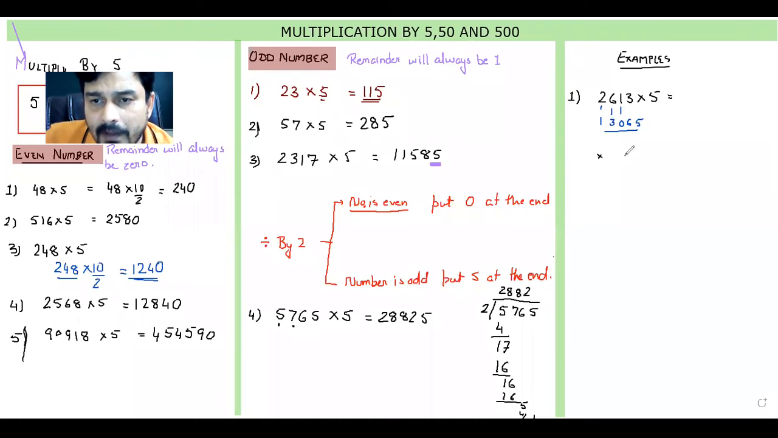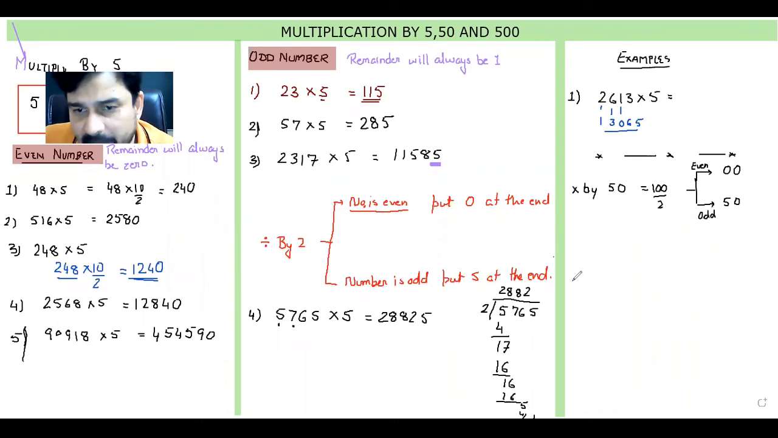Yes, sir. Okay, now the same goes for 50 and 500. When you have to multiply by 50, it simply means consider 50 as 100 upon 2. So when remainder is 0, put double zero. This is for even number. And when remainder is 1, that is odd number, put 50.